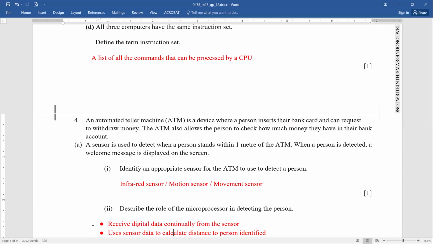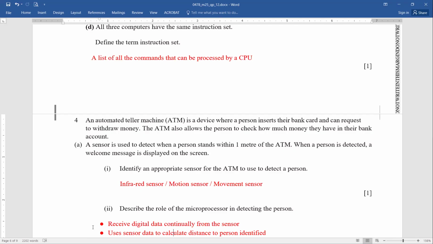An ATM is a device where a person inserts their bank card and can request to withdraw money. The ATM also allows the person to check how much money they have in their bank account. So this is just a description of an ATM, which we are already aware of. Part A. A sensor is used to detect when a person stands within 1 meter of the ATM. When a person is detected, a welcoming message is displayed on the screen. Identify an appropriate sensor for the ATM to use to detect a person.